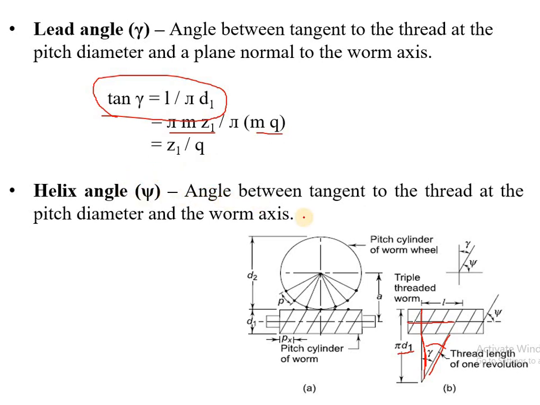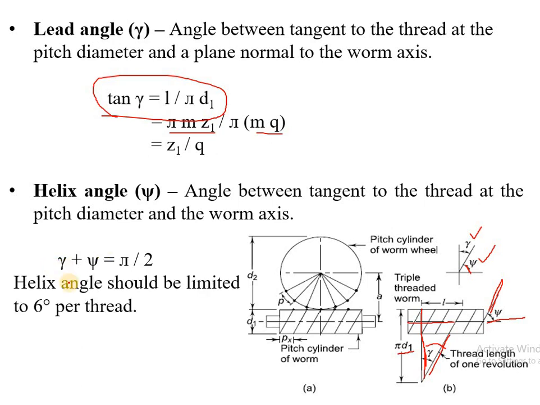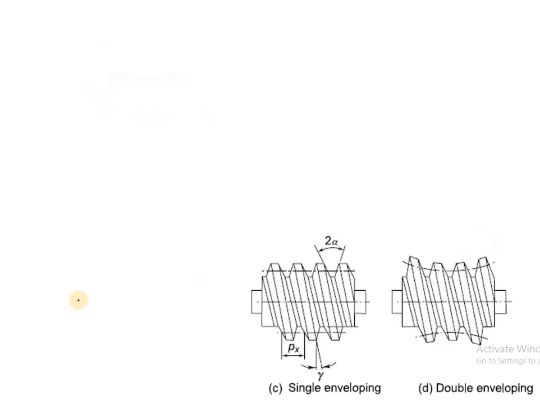Now helix angle. Helix angle is the angle between the tangent to the thread and the worm axis. It is given by this angle, that is psi. So the addition of lead angle and helix angle is nothing but pi by 2. Helix angle should be limited to 6 degrees per thread. So for example, if your helix angle is 30 degrees, then the worm wheel should have at least 5 threads.